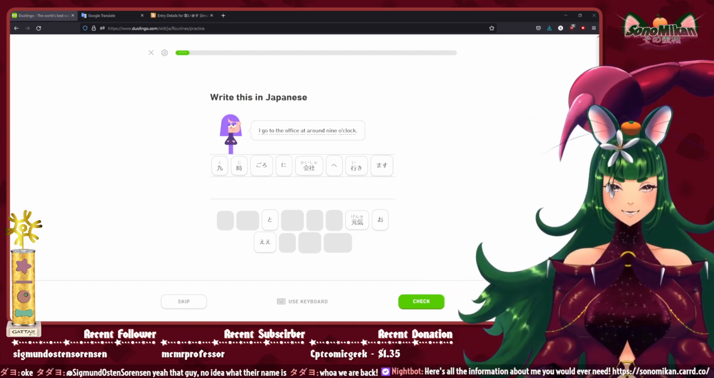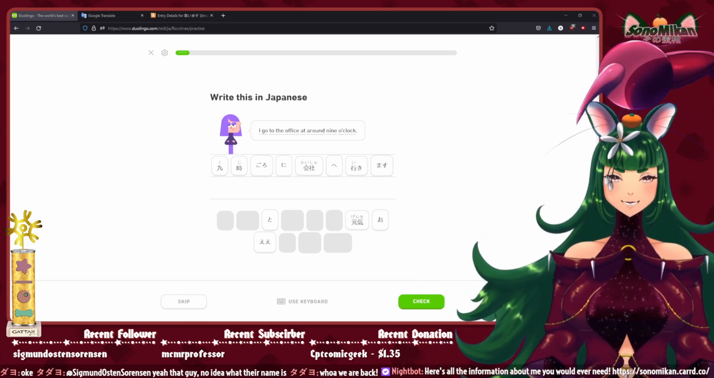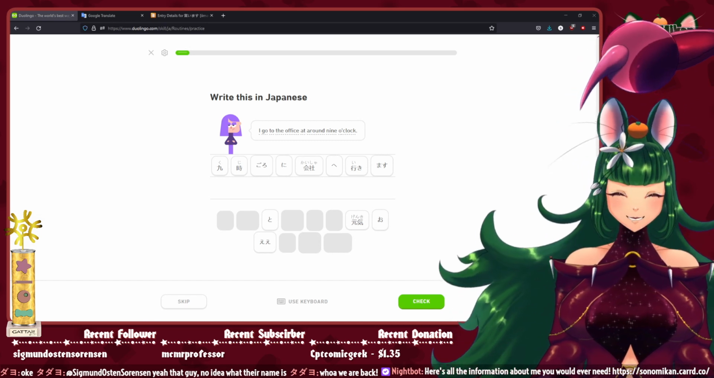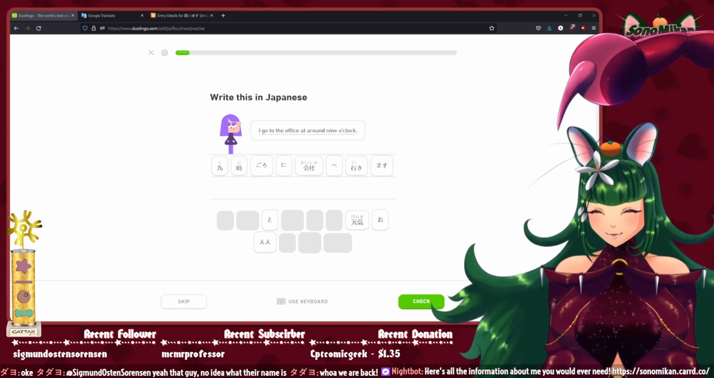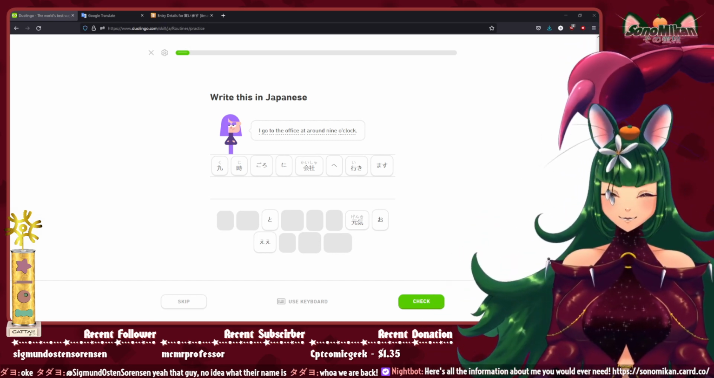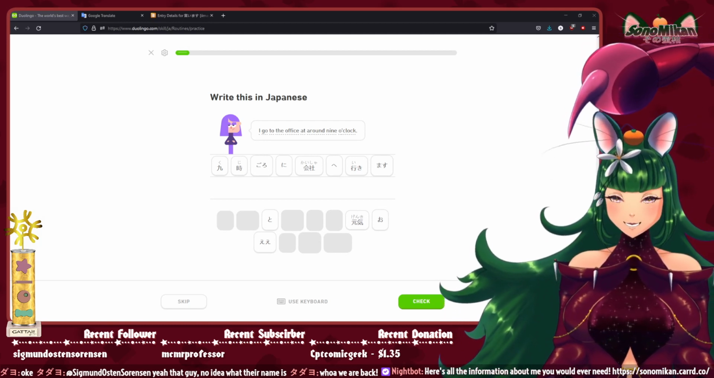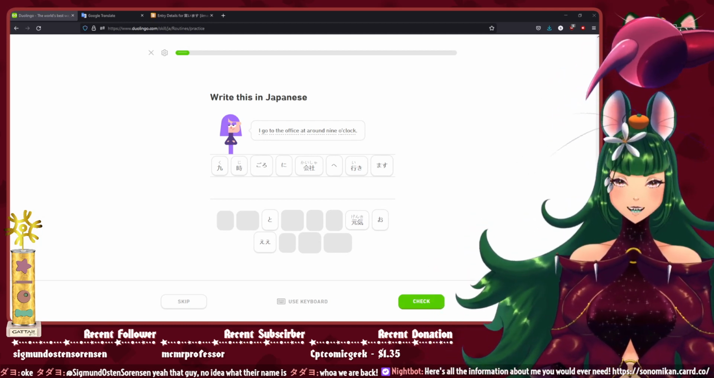The structure of English and Japanese sentences is so different that the kind of working backwards of reading them is too much for my very tiny brain.